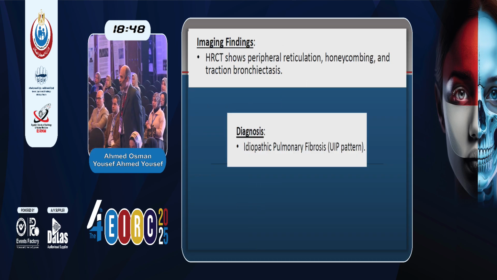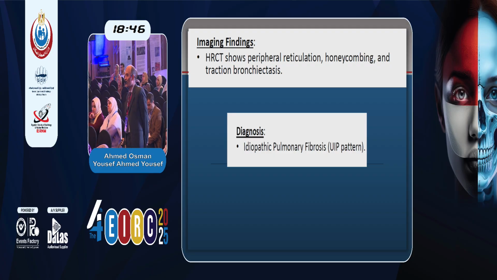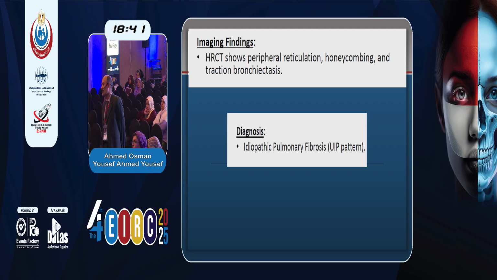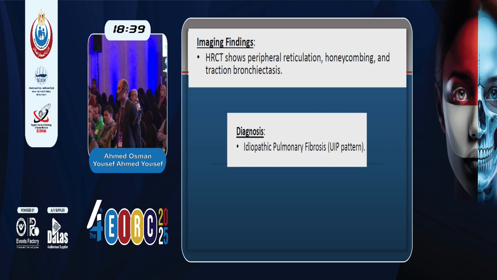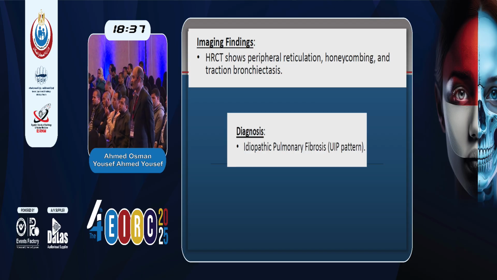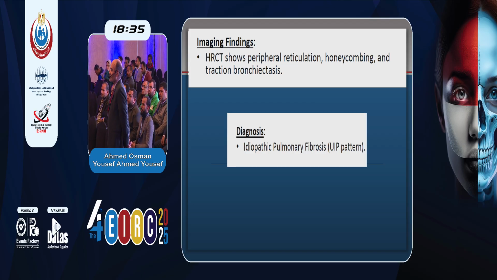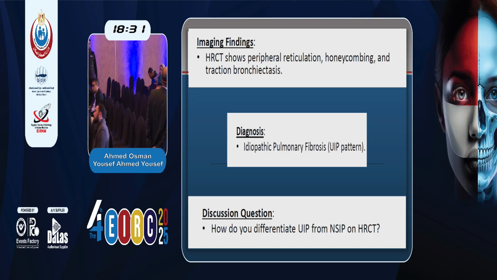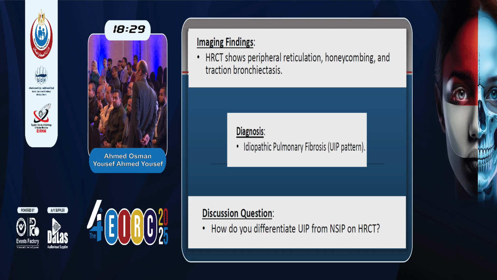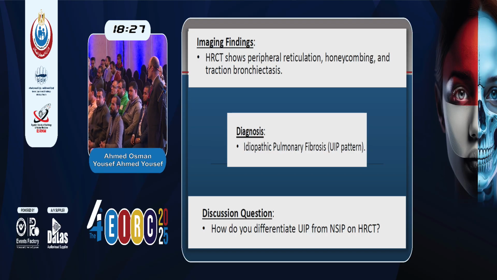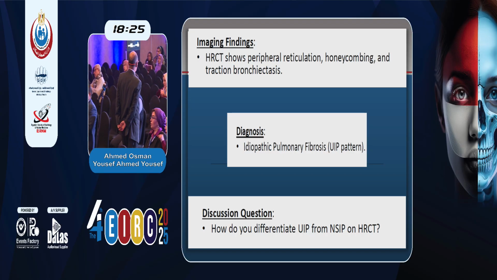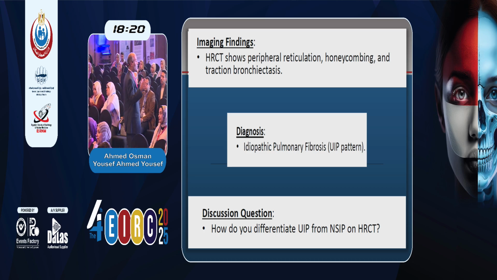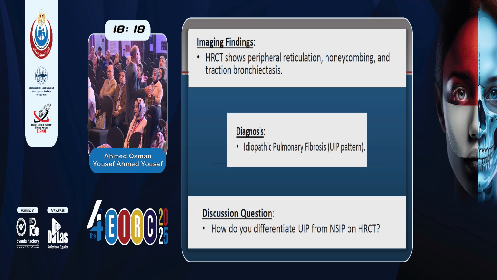High resolution CT shows peripheral reticulations, honeycombing, and traction bronchiectasis. This is the idiopathic pulmonary fibrosis UIP pattern. My question is, how do you differentiate between UIP and NSIP on high resolution CT? As we said now, UIP is characterized by honeycombing and subpleural location.